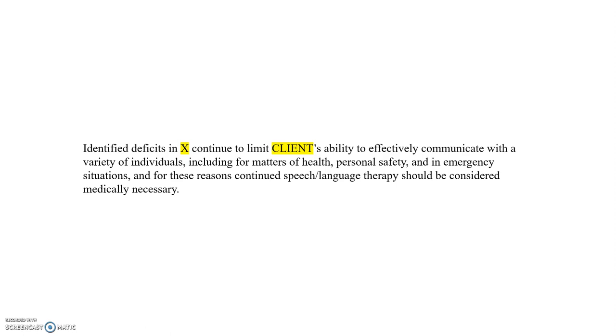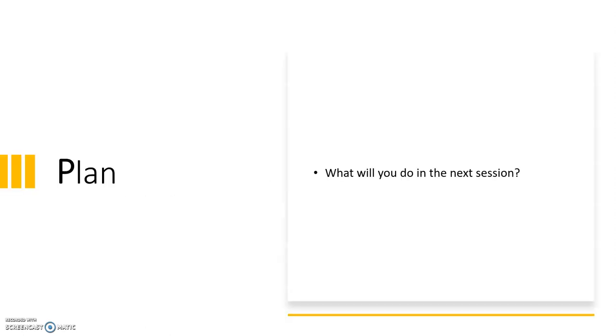What it says is that the client has deficits that impact their ability to function at a basic level, their ability to care for their health, safety, and navigate emergency situations, and that they should receive therapy to help them improve their ability to function at this level. The X here is where you would put the deficit or diagnosis that your client has. It may be articulation and phonology, it might be dyslexia, it may be expressive and receptive language, and then client will be replaced by your client's name. This statement almost always comes at the end of the assessment section, but will be determined by your supervisor's preference.